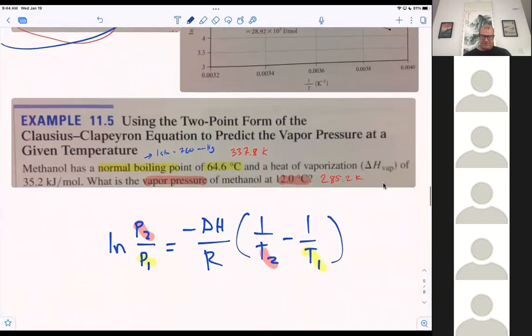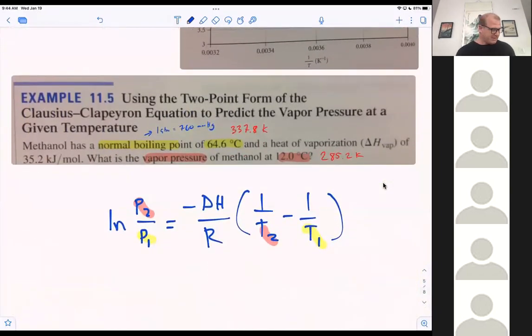So let's do this for a problem. All right, let me advance to this. Okay, in this example, let's use the Clausius-Clapeyron equation to predict the vapor pressure at a given temperature. So methanol has a normal boiling point of 64.6 degrees Celsius, heat of vaporization of 35.2 kilojoules per mole. What is the vapor pressure of methanol at 12 degrees Celsius?